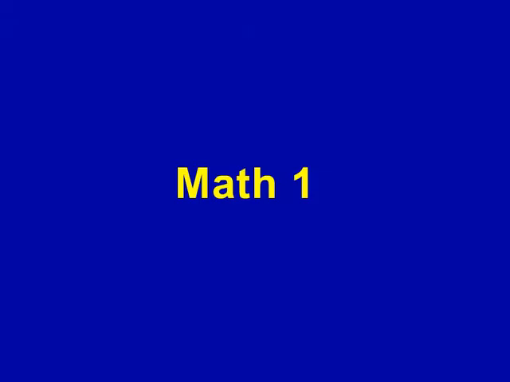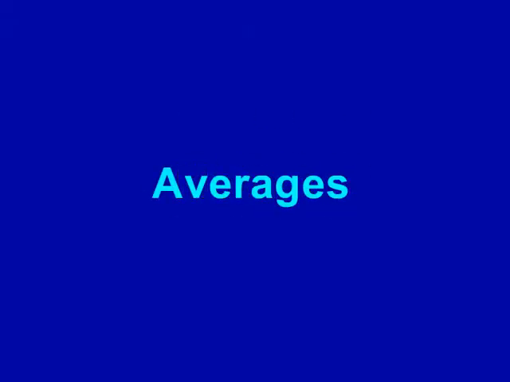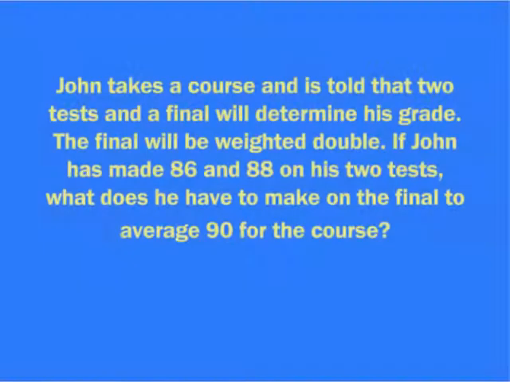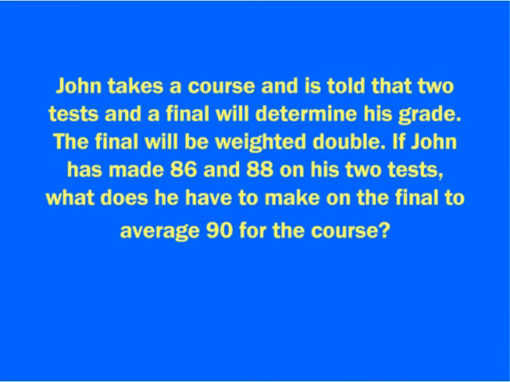Now we'll move on to math. First, we'll take a look at averages. They're quite likely to give you a problem like this, where it says John takes a course and is told that 2 tests in the final will determine his grade. The final will be weighted double. If he's made an 88 and 86 on his first 2 tests, what does he have to make on the final to average 90 for the course?